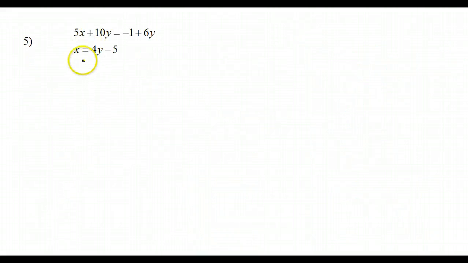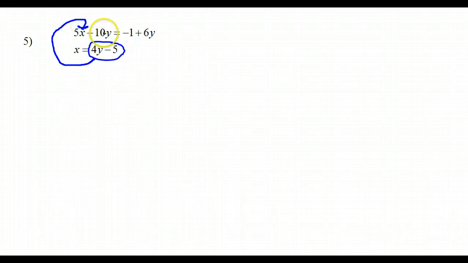All right, the last one, number 5. Substitution. This one is all about substitution. We already have one variable by itself, so that's just begging for substitution. So we're just going to take this and substitute it in for x, which is right here.